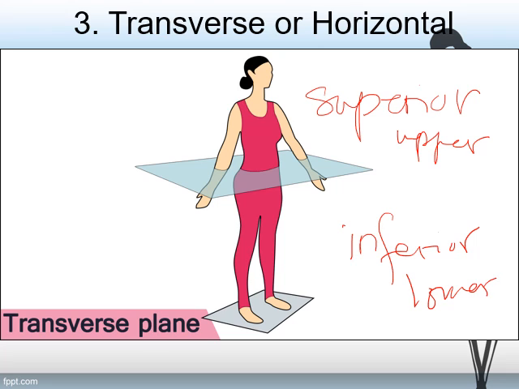So, if we have the transverse or horizontal plane, we also have the mid-transverse. Mid-transverse divides the body into, again, equal superior and inferior parts of the body. It's like how a manananggal is divided.